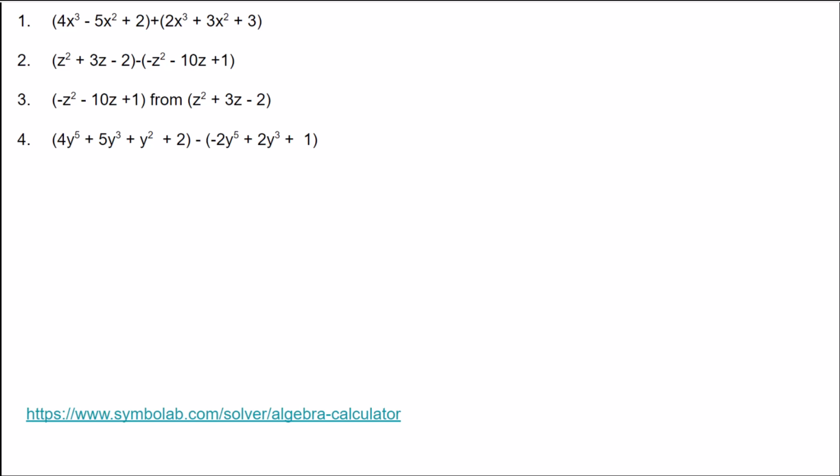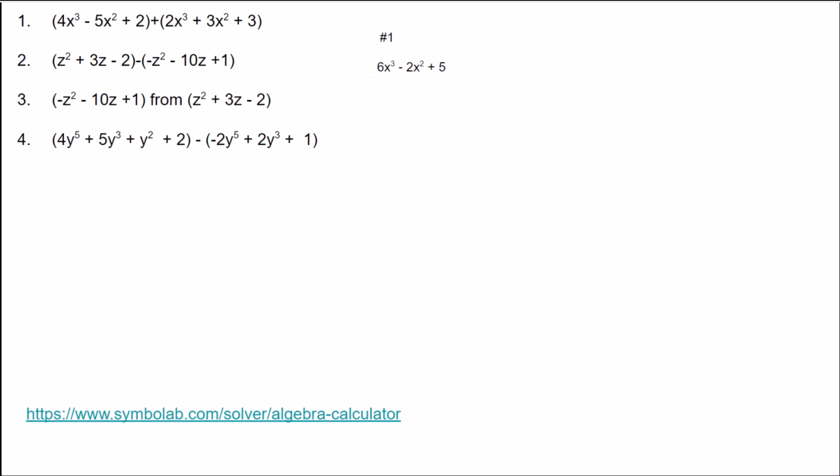So number 1 on the top, we have 4x cubed minus 5x squared plus 2, and to that we add the polynomial 2x cubed plus 3x squared plus 3. There's nothing really complicated going on here, so we can just group like terms as we've done before. If we add 4x cubed to 2x cubed, we get 6x cubed. If we sum negative 5x squared and positive 3x squared, we get negative 2x squared. And then we have the two constants, a positive 2 and a positive 3. If we add those together, we get 5. So the answer we get is 6x cubed minus 2x squared plus 5.